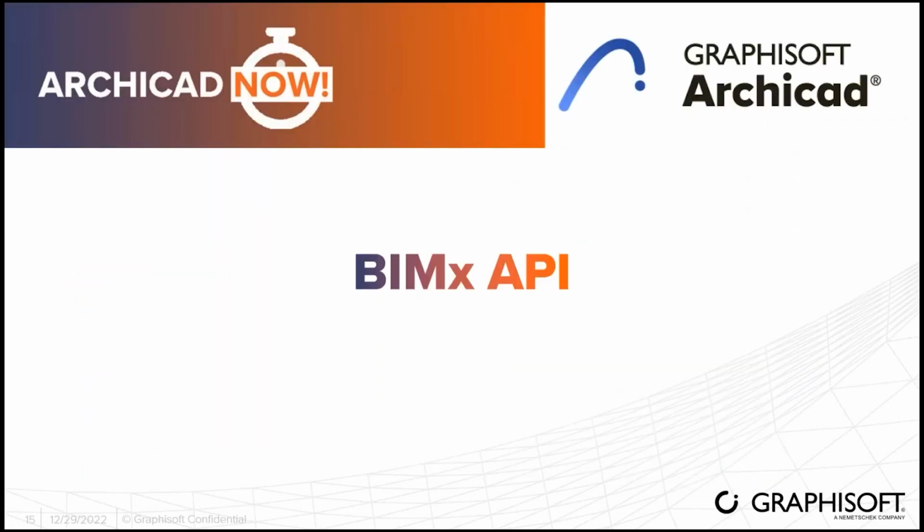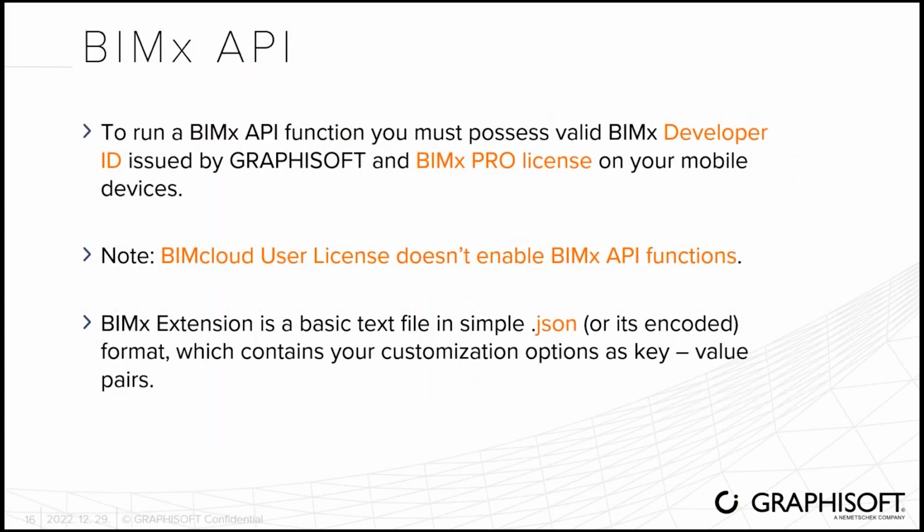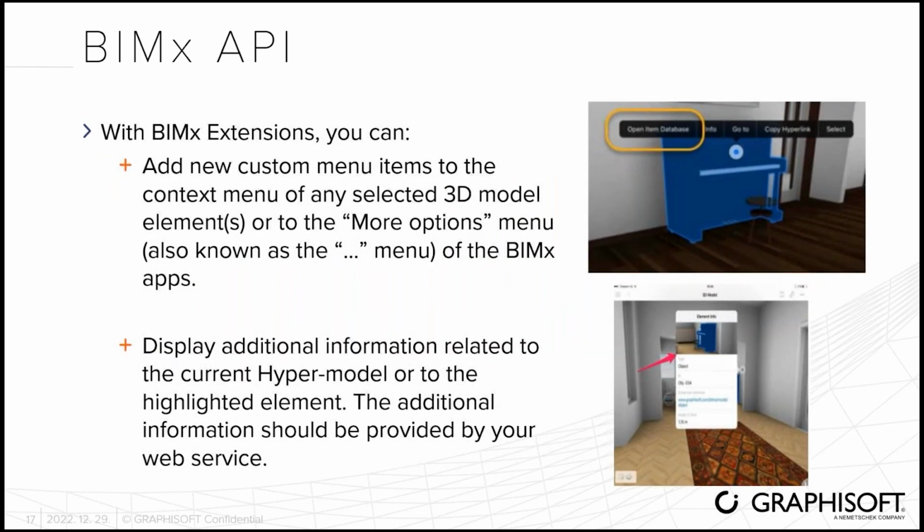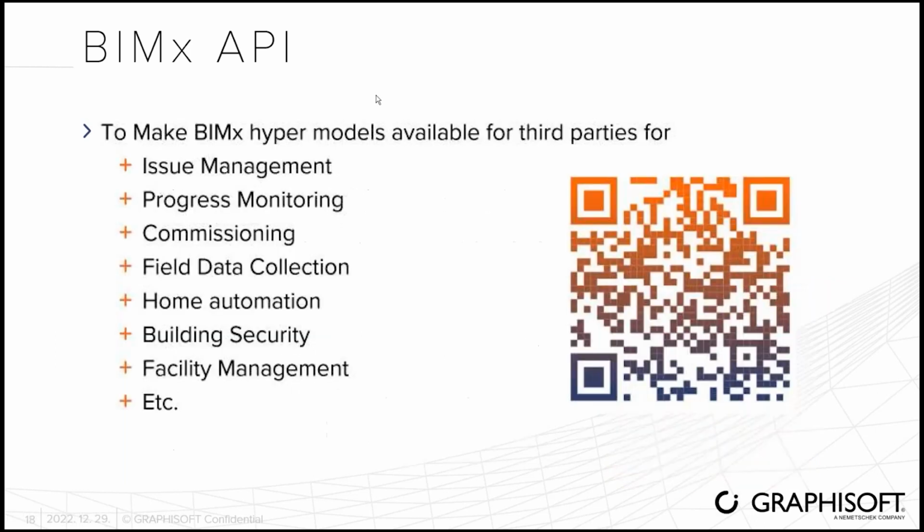The next feature to perform the collaboration and coordination is the BIMx API. To use the BIMx API, you need the Pro license, so you need to go to the Play Store or App Store to subscribe for the Pro license. And then there are a few functionalities: you can create an option inside the element context menu, or you can add information to any of the elements. These are the 2 features that you can perform using the BIMx API, but there are a lot of use cases for these features.